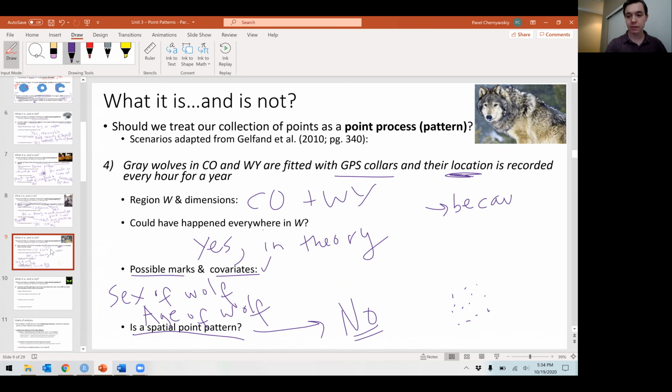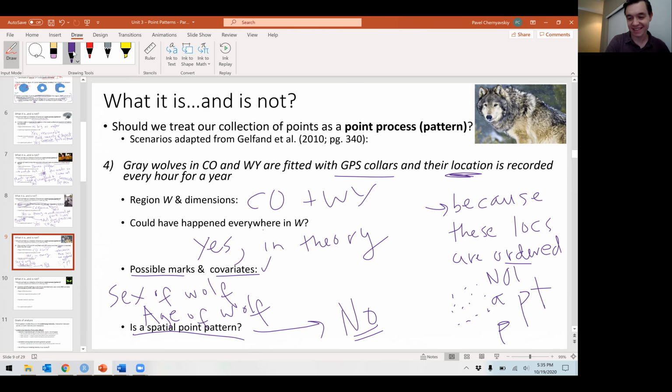because the locations, these locations, are ordered, they are not a point process. Oh boy. Oh boy. There we go.